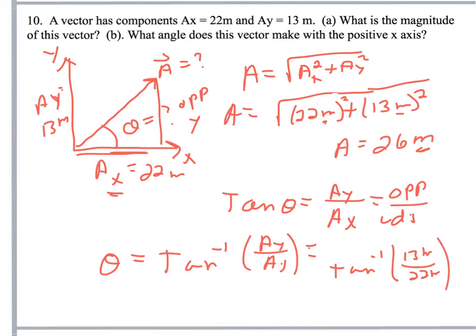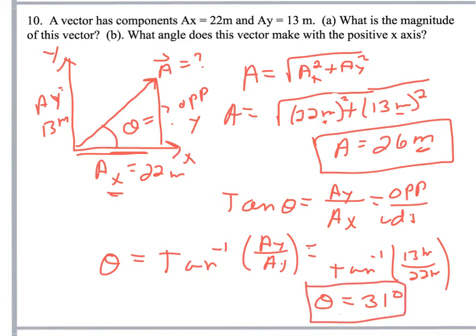And the inverse tangent of that amount is, so our theta value now is 31 degrees. So we found the magnitude of that position vector, and we found the angle, and the angle gives us the direction.